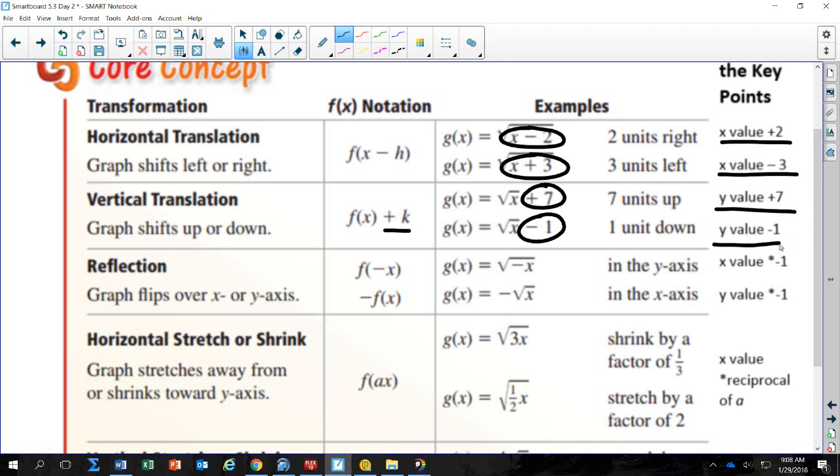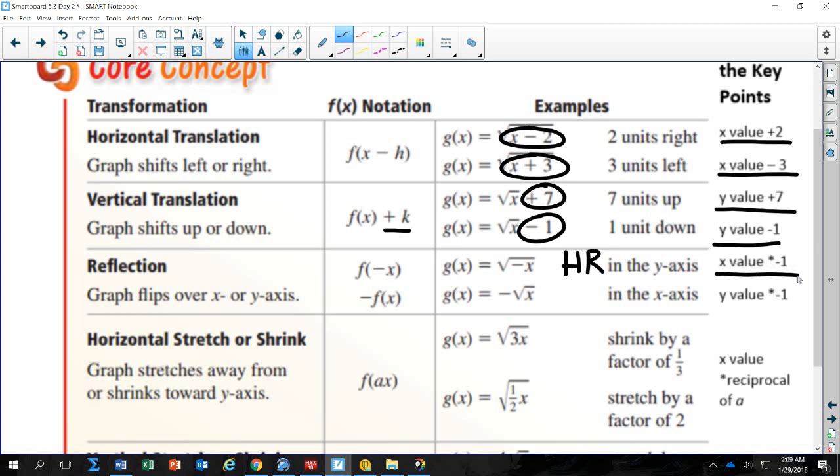Reflection depends on whether the negative is inside the parentheses or outside the parentheses. Right? If the negative is inside the parentheses or under the radical, that's going to be a horizontal reflection. Horizontal reflection is also known as a reflection in the y-axis. Horizontal reflections change the x value. Right? So if you see a negative inside the radical, you take your x value and you multiply by negative 1. The little star is just multiplication.